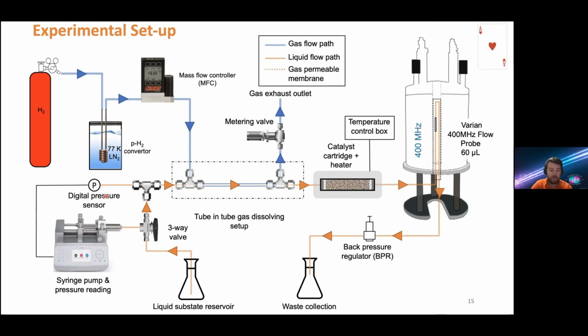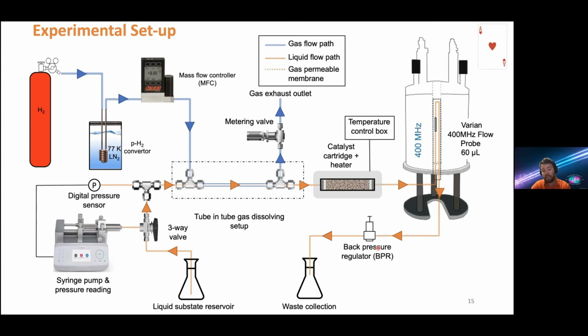I'll point out two distinct things here. The digital pressure sensor allows us to monitor the pressure build up before the catalyst cartridge, as we can have instances where it can burst the tubing tube if the pressure gets too high. So it just allows us to monitor it, and it cuts the syringe pump if the pressure gets too high.